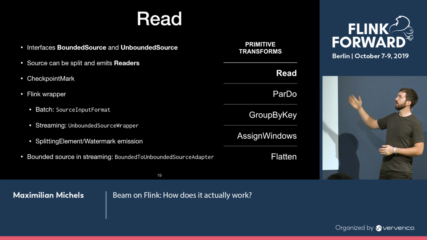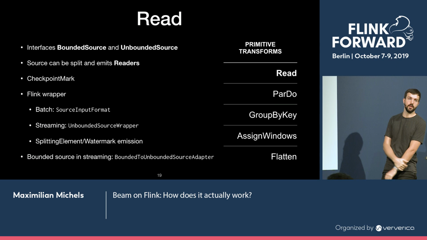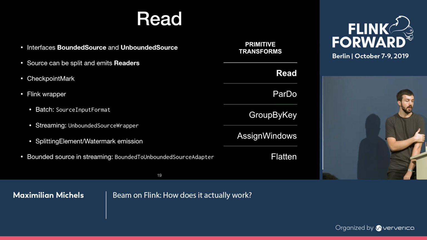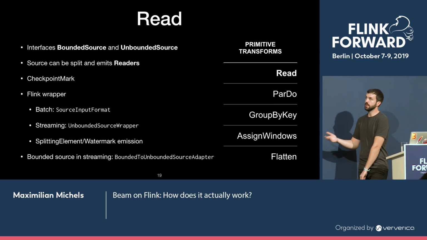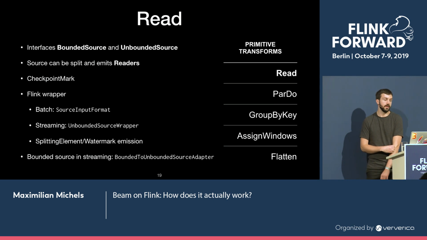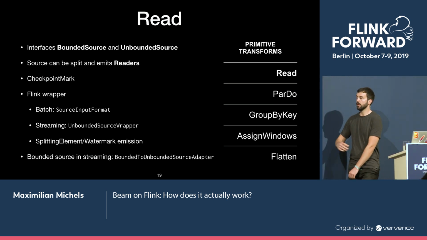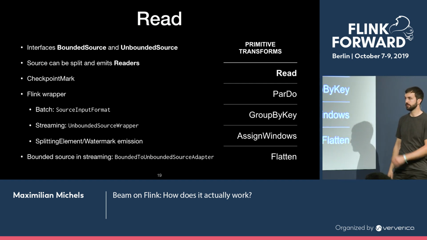I want to go over this in sequence to explain all the primitive transforms that the classic Flink Runner offers. The next one would be read, which is a way to read data into your pipeline in Beam, and we support this with two wrappers, one for batch, the source input format, and one for streaming called the unbounded source wrapper.